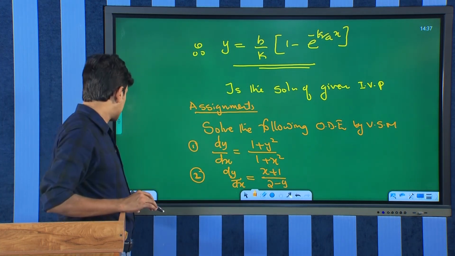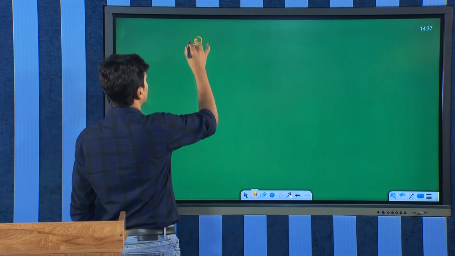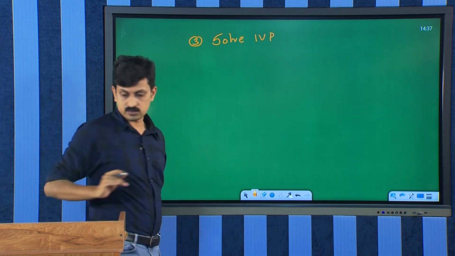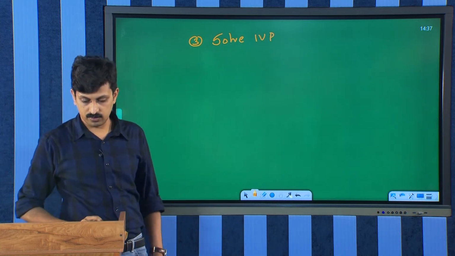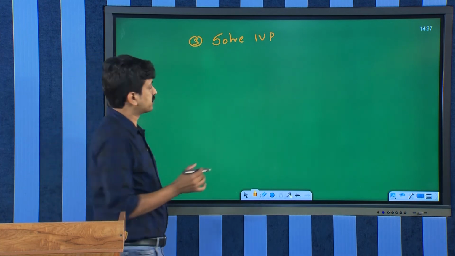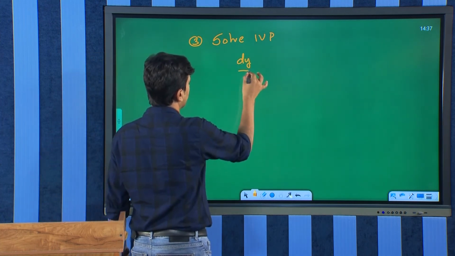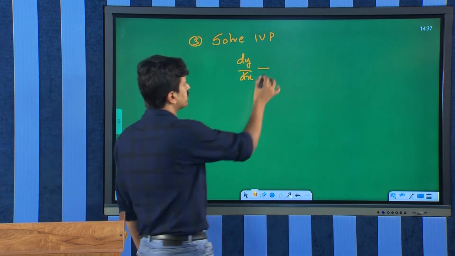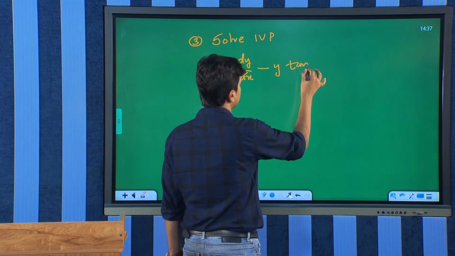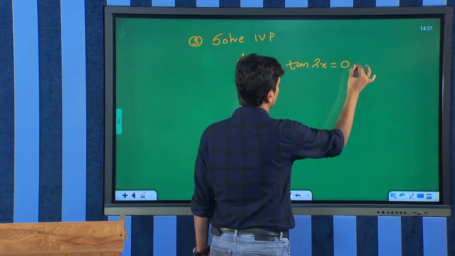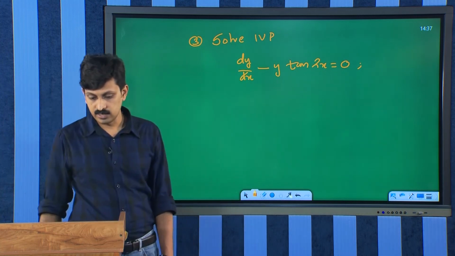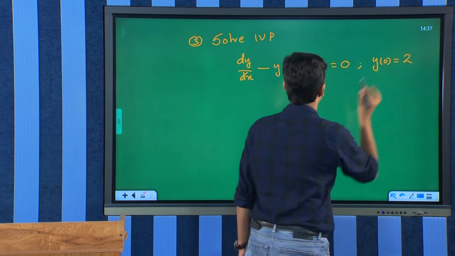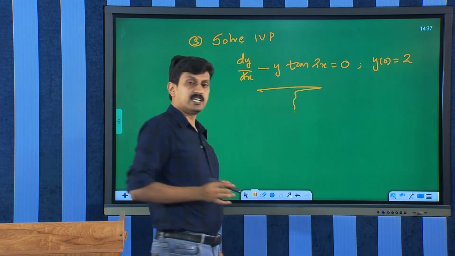Write down the third question: solve the initial value problem dy by dx minus y tan 2x is equal to 0 with the initial condition y of 0 equal to 2. Try to solve these 3 assignment problems.